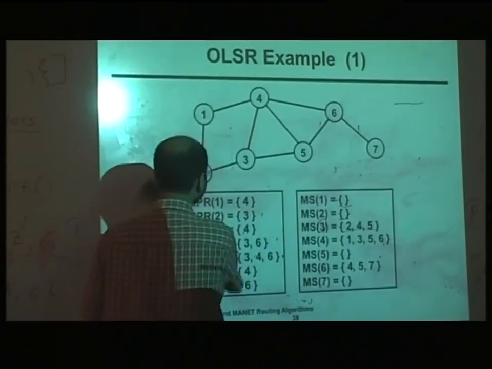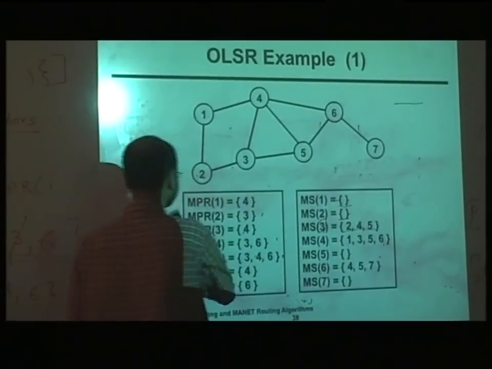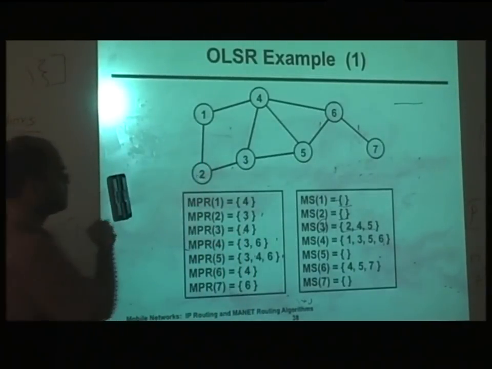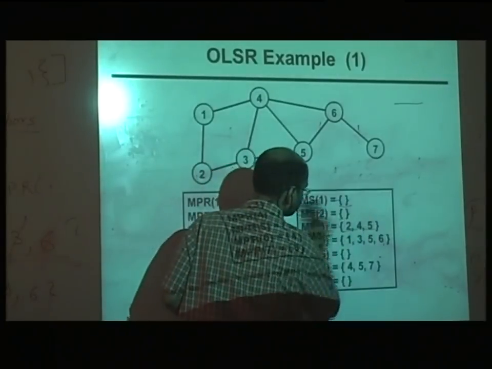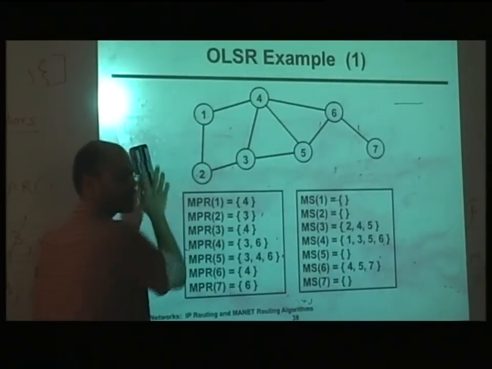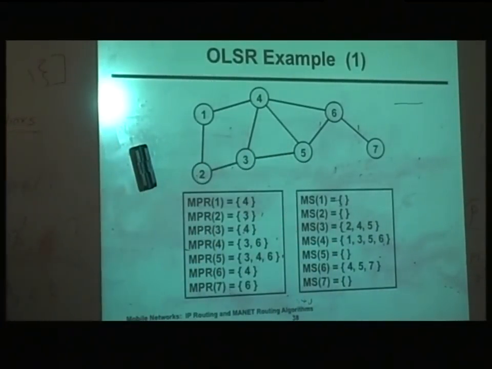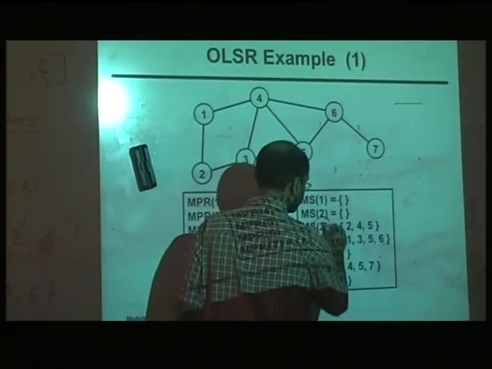So which nodes will be transmitting control messages now? Can you tell? 4, 3, 6. Take your time. So which nodes will be transmitting control messages? 3, 4, 6. Why? If you see the MS table, they are the non-empty sets. Right, so these are the nodes which will send some information, which is control.